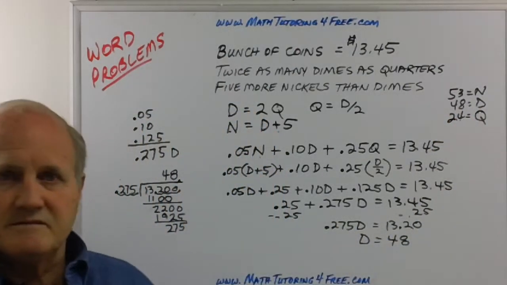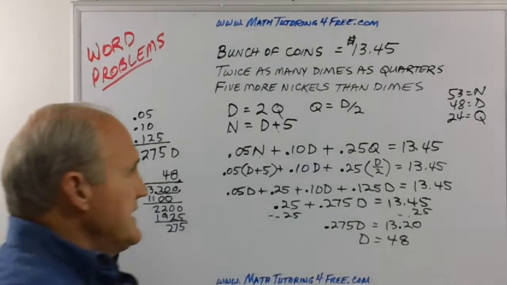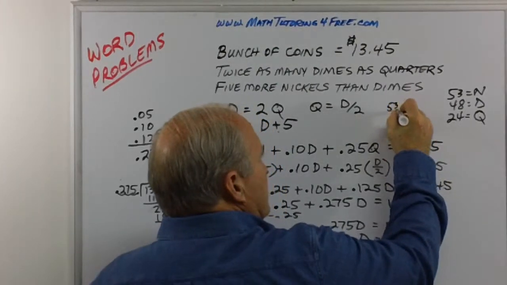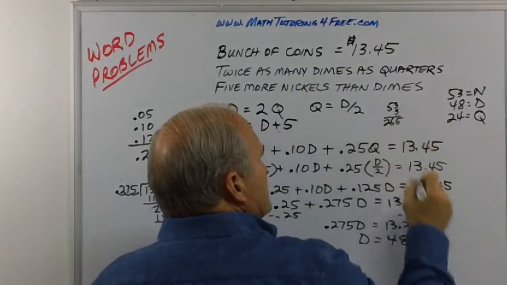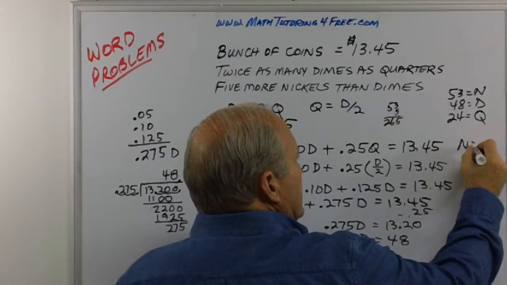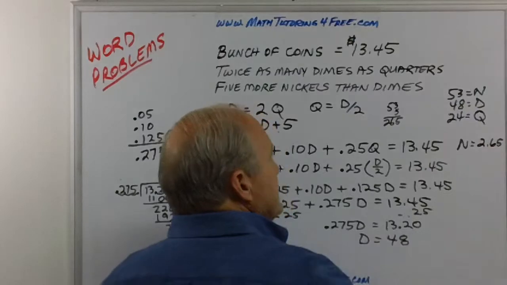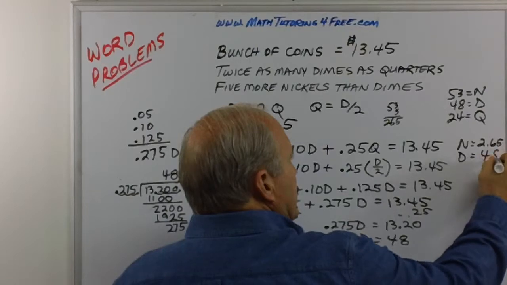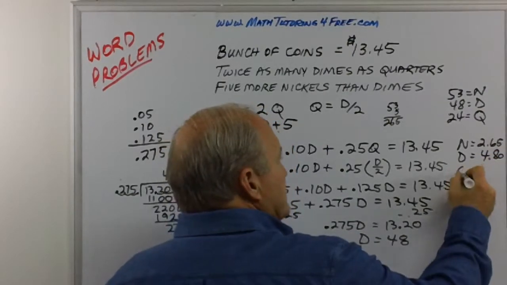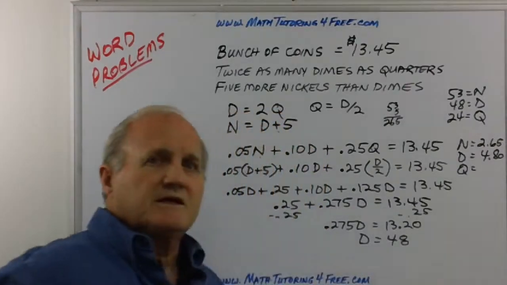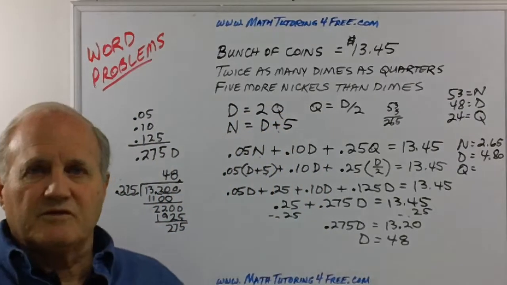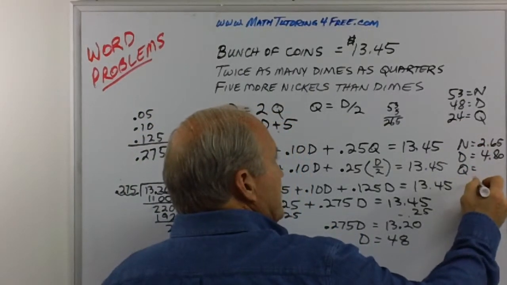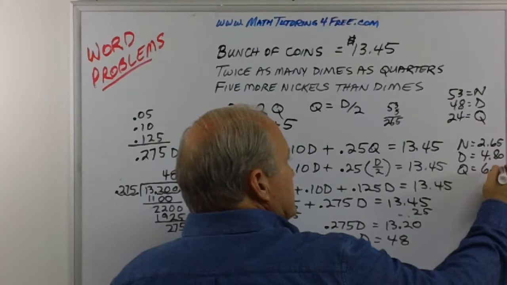How do we know we're right? Put it back in the equation. How much is 53 nickels? 53 times 5, 15, 265. So in nickels we have $2.65. Dimes at 10 cents each. Dimes is equal to what? $4.80. Quarters are worth 25 cents. Again, 25 cents is 1/4 of a dollar. So rather than multiply by 24 or 25, I'm going to divide by 4. So that's an even $6.